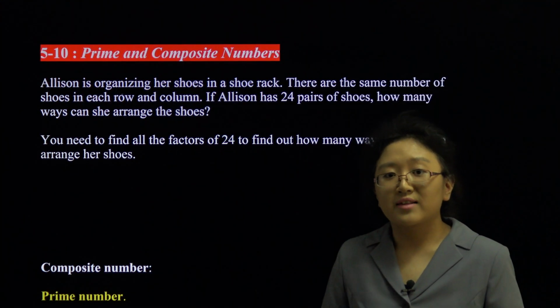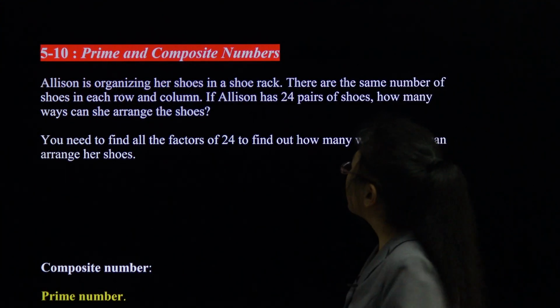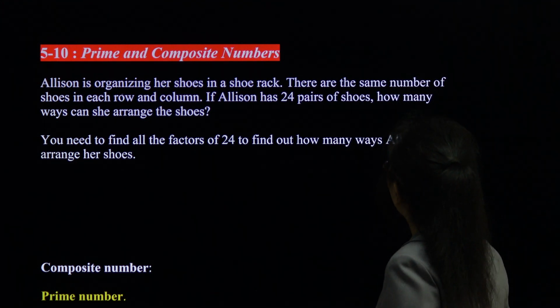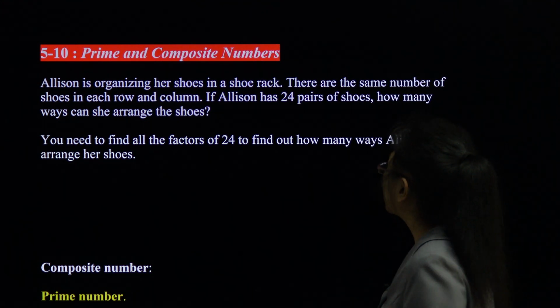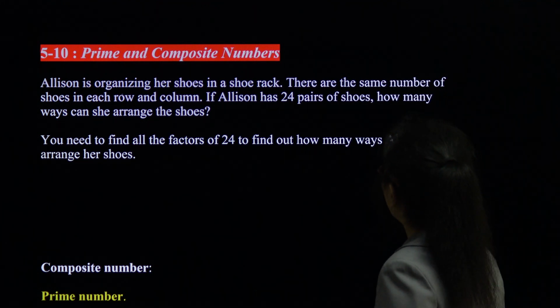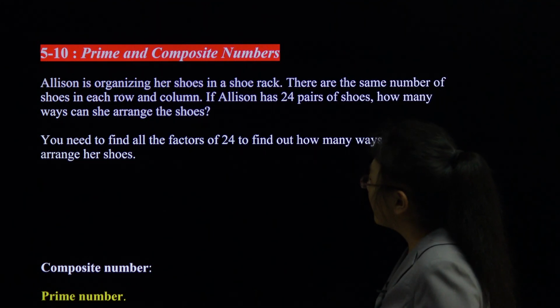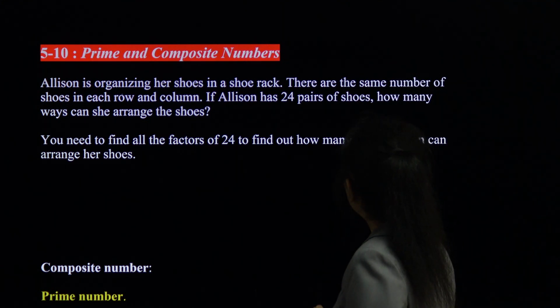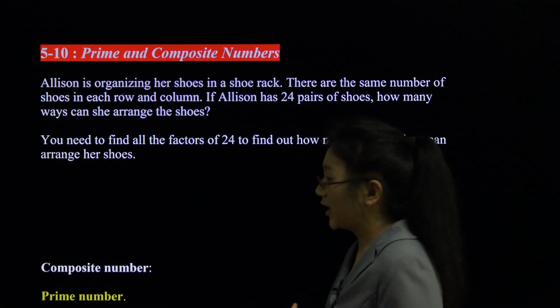We move on to the last section of the chapter, but it's not time to slack off yet. Allison is organizing her shoes in a shoe rack. There are the same number of shoes in each row and column. If Allison has 24 pairs of shoes, how many ways can she arrange her shoes? You need to find all the factors of 24 to find out how many ways Allison can arrange her shoes.